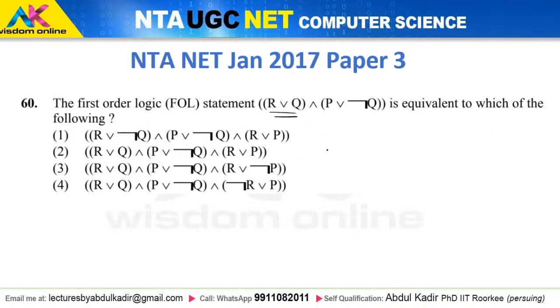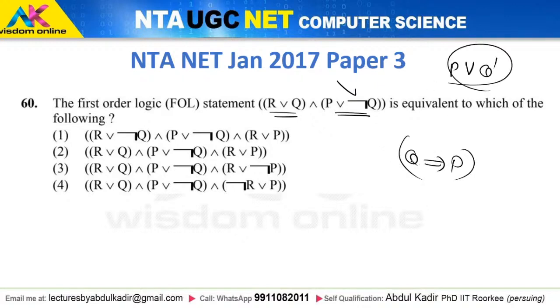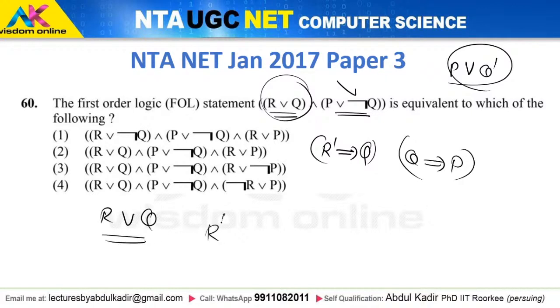I will write this in terms of implication. This is very easy. I can write p or q dash like this: q implies p. Now I will write this also. How can I write this? I can write like this: r dash implies q. See, this r plus q, I can write it like this: r dash implies q. Why? Because when you convert it to this side, you will get r plus q.